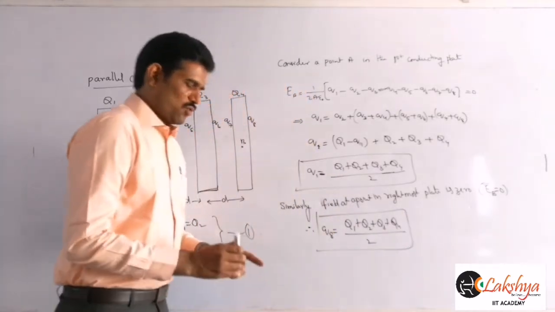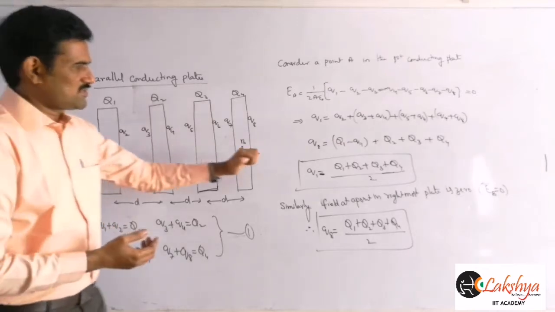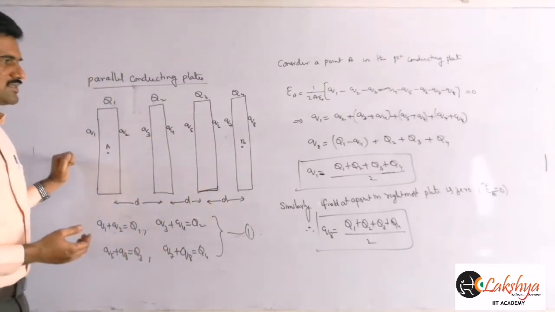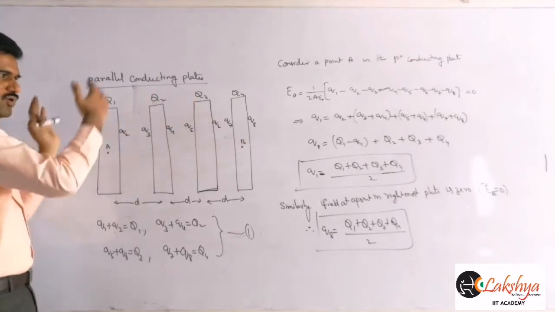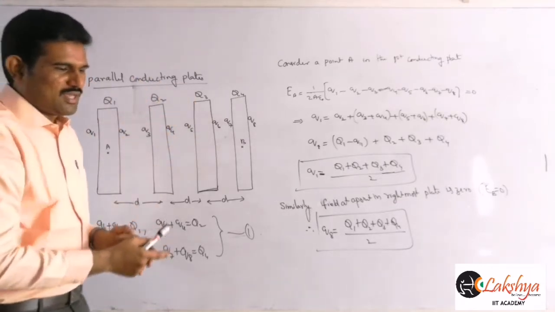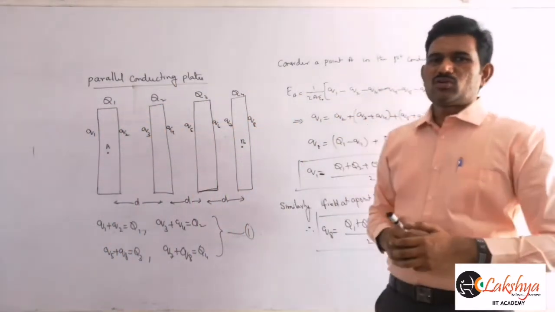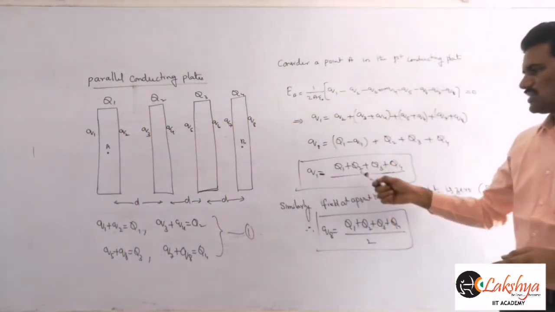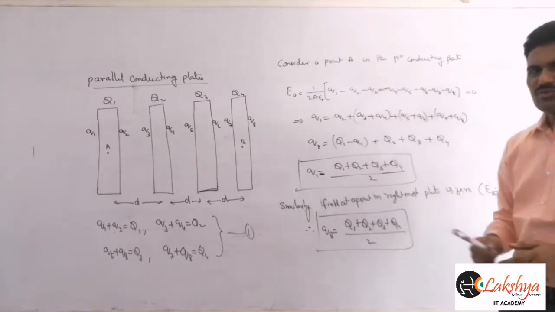So that means now finally what we can conclude regarding the outermost surfaces is that the charges appearing on the outermost surfaces, on the left or rightmost surface, are equal, and the charge will be equal to half of the total charge given to the system.